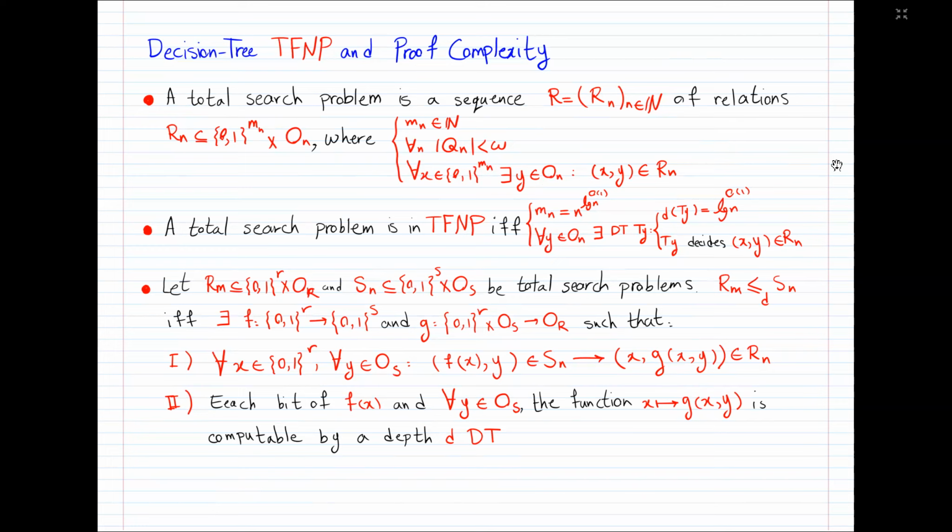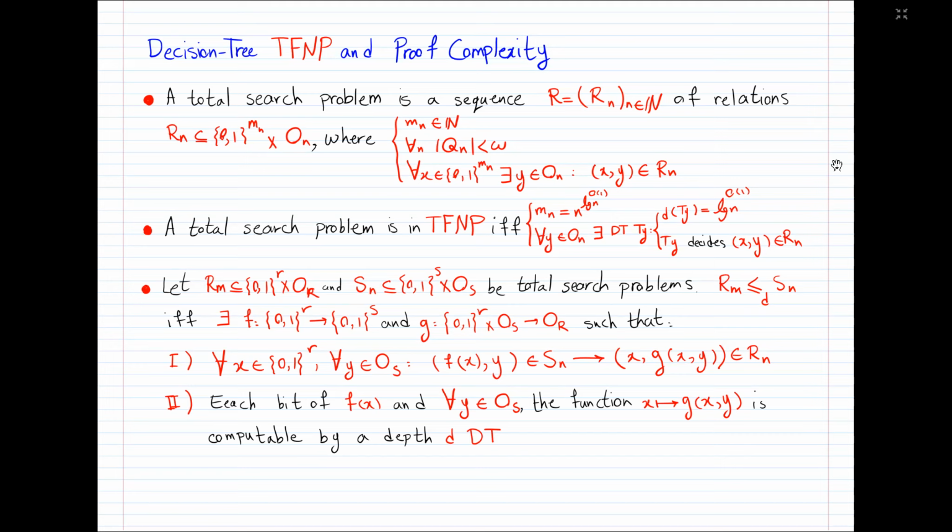So a total search problem is a sequence R_n of relations in which for any n, R_n is a relationship between strings of length m_n and some solution space, and m_n is a natural number. For any n, the solution space is a finite set. And we call it total, which means that for any x in {0,1}^{m_n}, there should be some y in the solution space such that x and y are in a relationship with respect to R_n.